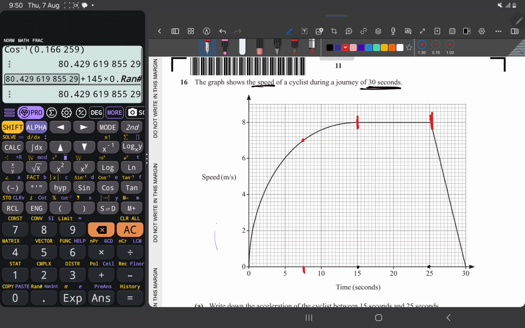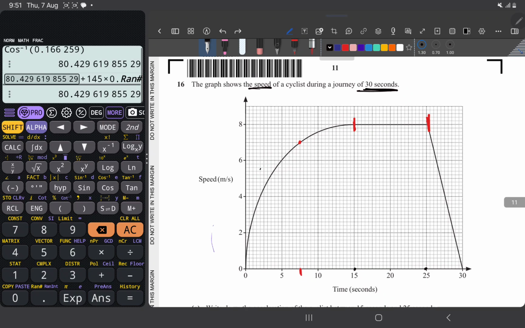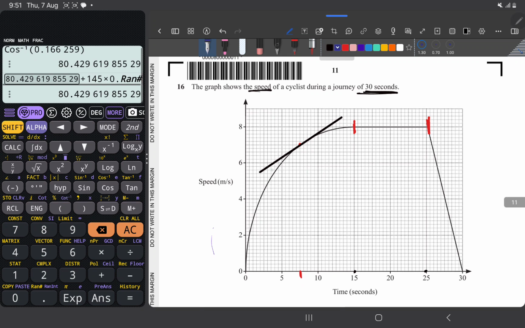So how do you get a gradient of a curve? Because at 7.5, we are still in a curve. The only way to get the gradient of a curve is to draw a tangent. In other words, you draw a line which touches your curve at that particular point. Okay, this didn't come out nice. Let me draw another one. Something like this. A line which touches your curve exactly at that point. This is your tangent, okay? Then you now check for the gradient of that tangent.